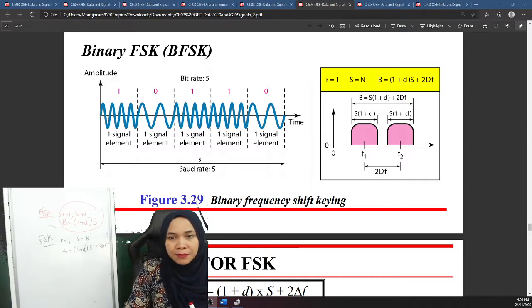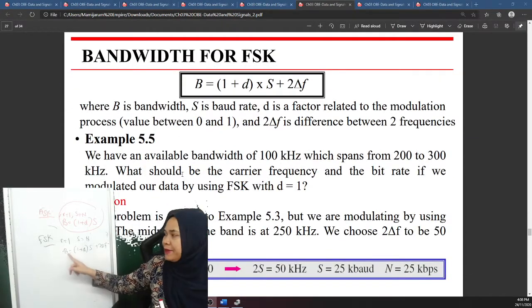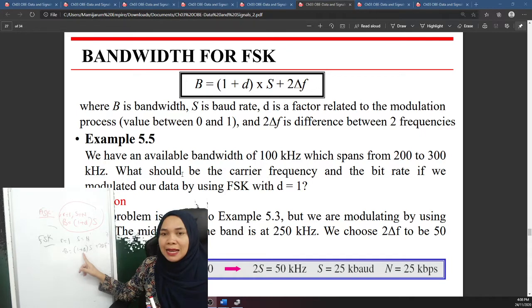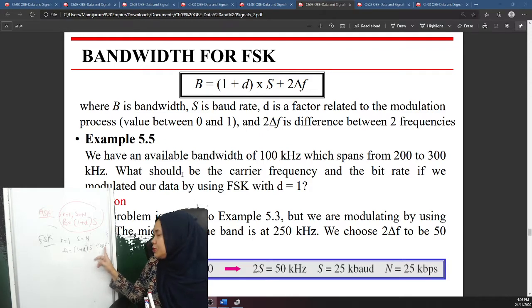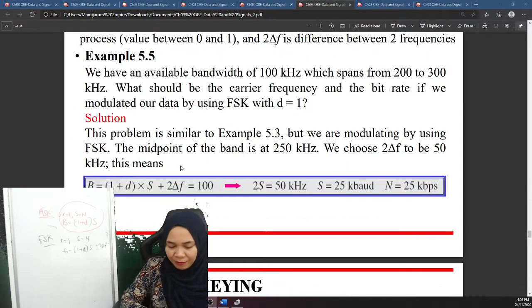Alright, let's look at an example so we can understand. Again, B is bandwidth, D is the factor related to the modulation process. This will be given. S is baud rate. 2df, or 2 delta F, is the difference between two frequencies. Now let's look at example 5.5.